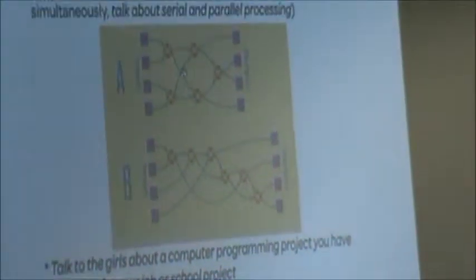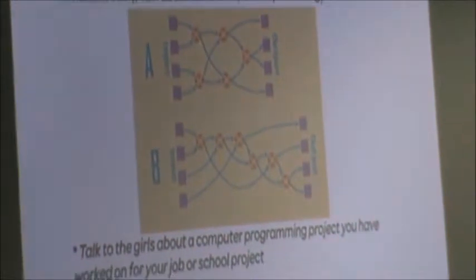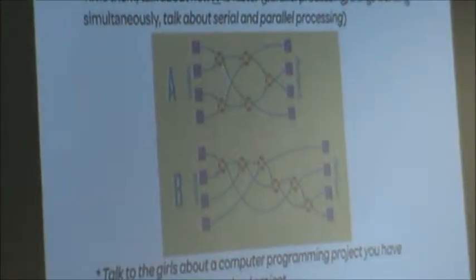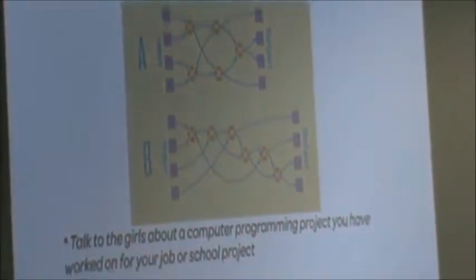So you're doing things in a serial manner instead of doing it in parallel. A lot of girls hear about, like, Intel has parallel processing, but they have no idea what that actually means, for example. So just sort of encourage them to think about those things. Talk to the girls about computer programming projects that you have done in school or in your work, for example.